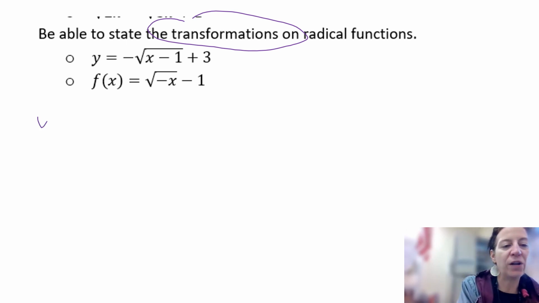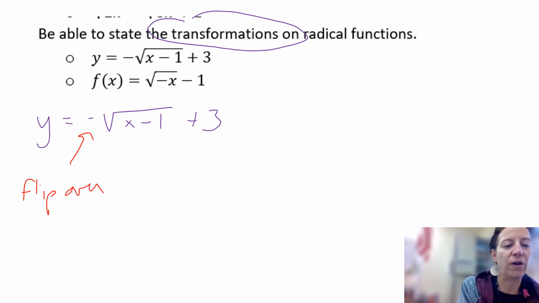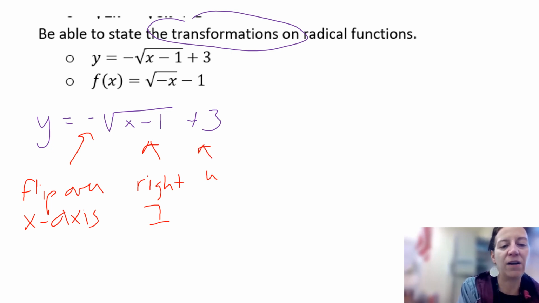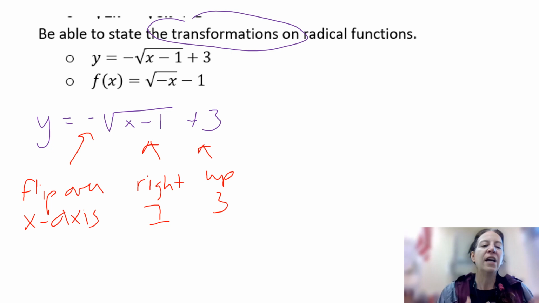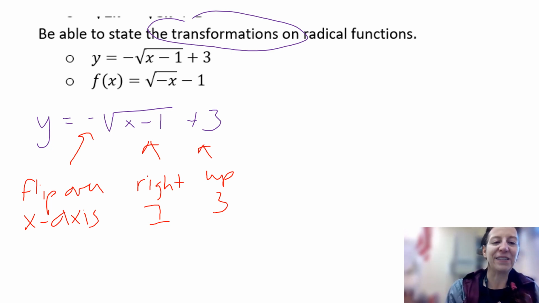So for this first one, I like to go from left to right across and look at my transformations. So that right there is a flip over the x-axis. The minus on the inside is going to make this go right 1, and the plus 3 on the outside makes it go up 3. So I just like to list them as I go from left to right. There they are. Okay, same transformations that we've been studying all year, just you do have to specify what the flip is on these ones.